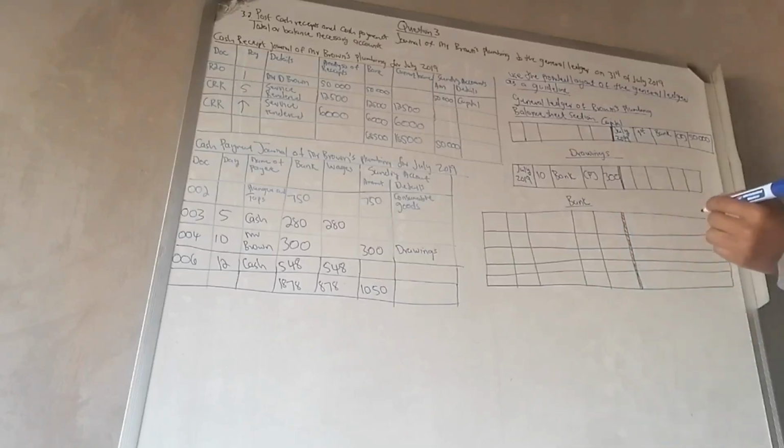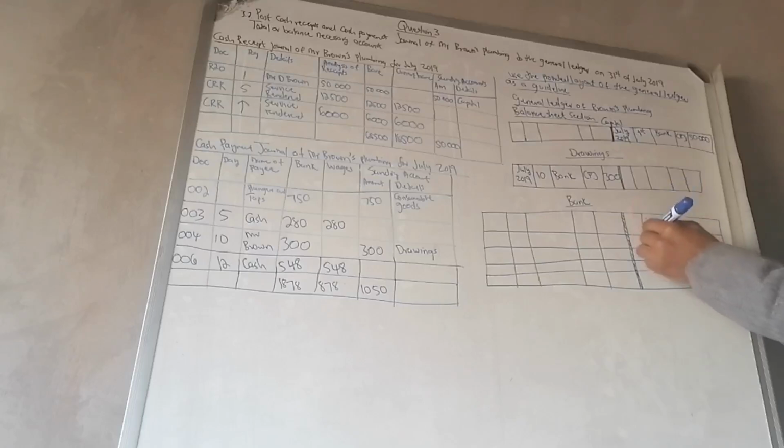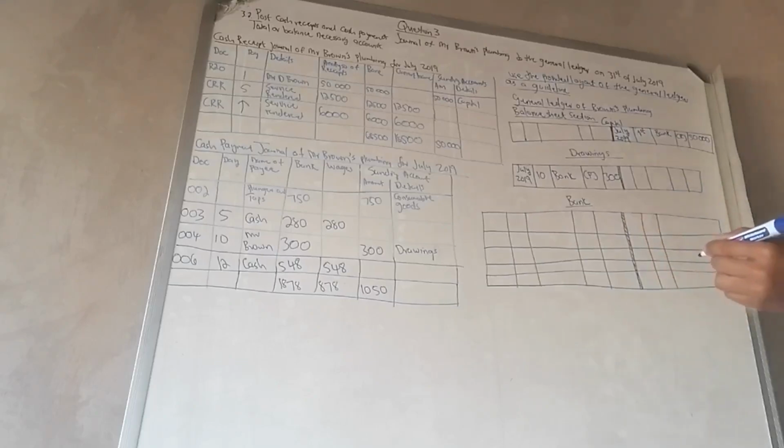Okay, and then we have the month, the day, the type of journal, and the amount. Right, the new way this block, the bank.